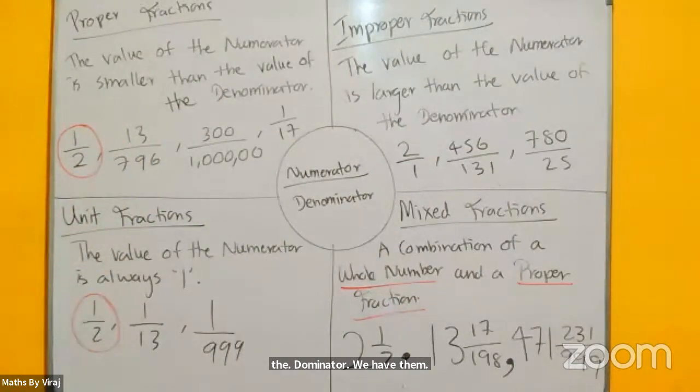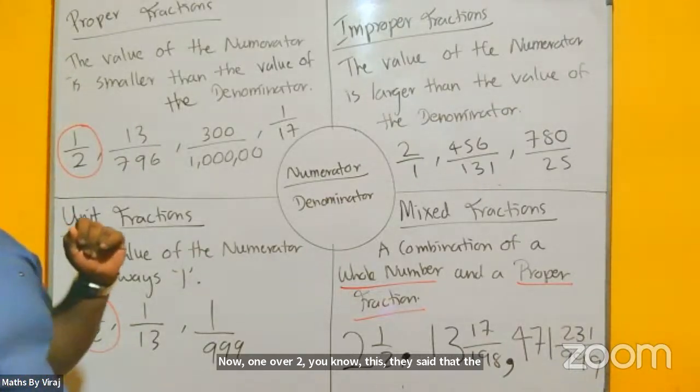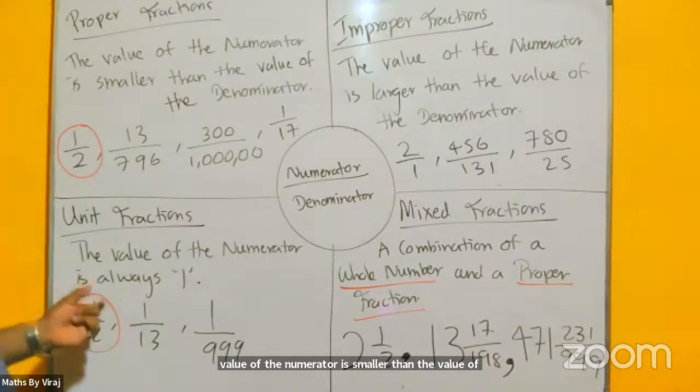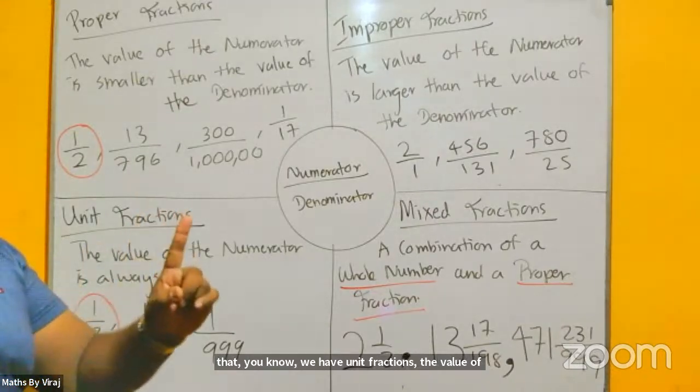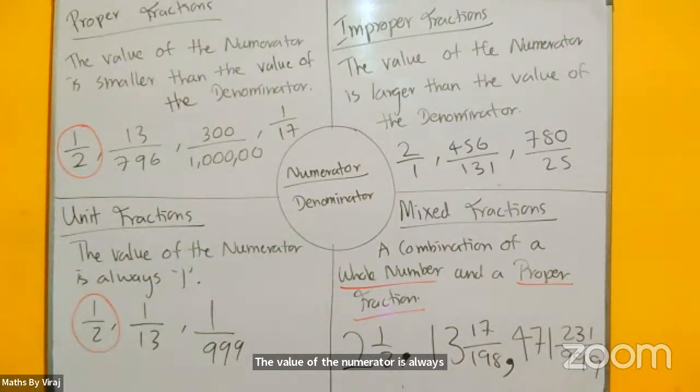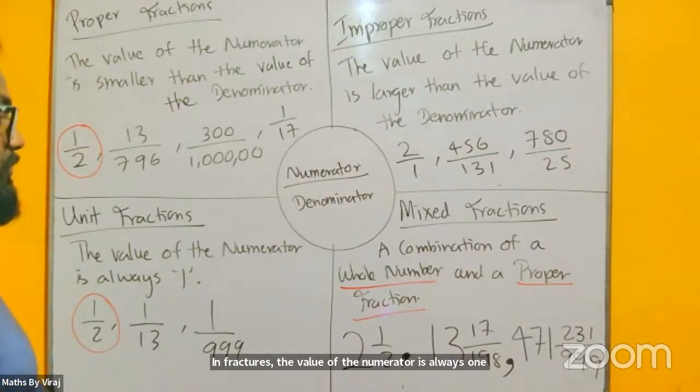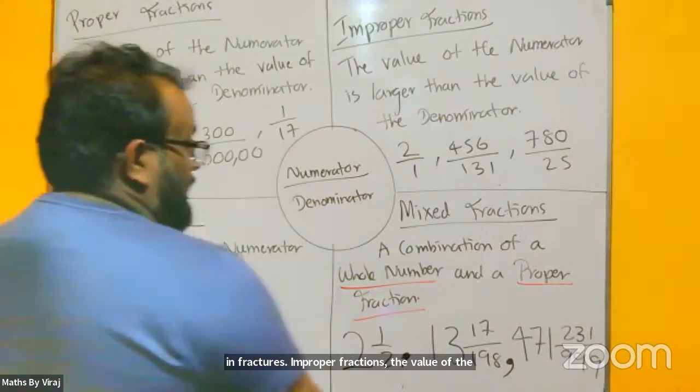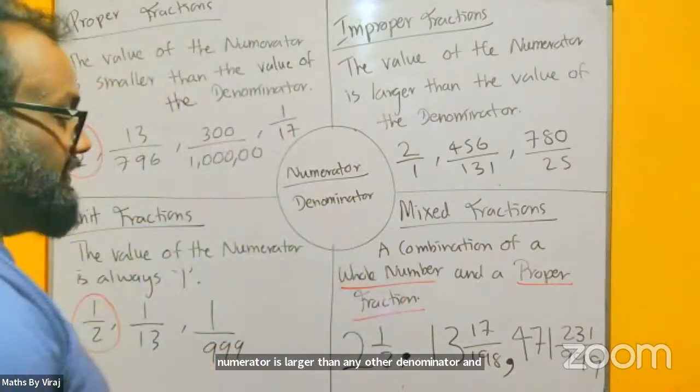The value of the numerator is smaller than the value of the denominator. Next, we have unit fractions. The value of the numerator is always 1. Unit fractions. Improper fractions. The value of the numerator is larger than the value of the denominator. And mixed fractions. A combination of a whole number and a proper fraction.